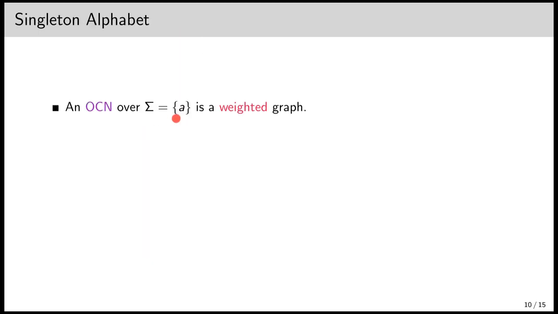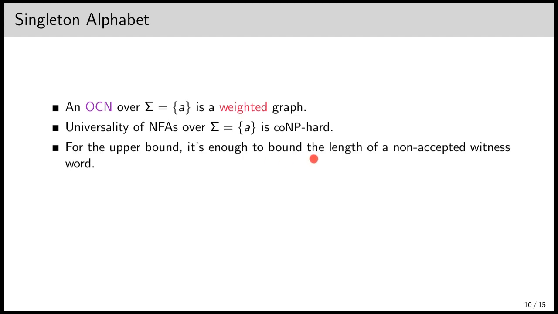When the alphabet consists of a single letter, the OCN is sort of a weighted graph, with accepting states. Now, for NFAs over a unary alphabet, the universality problem is coNP-hard. This trivially carries over to OCNs. So we're aiming at an upper bound by means of bounding the length of a non-accepted witness word.